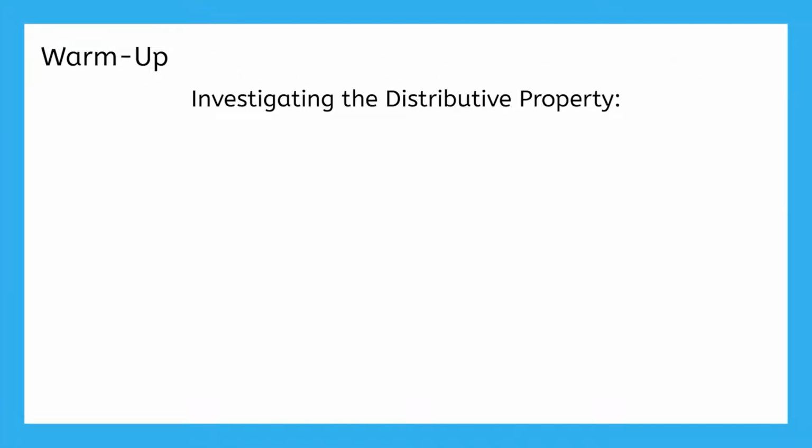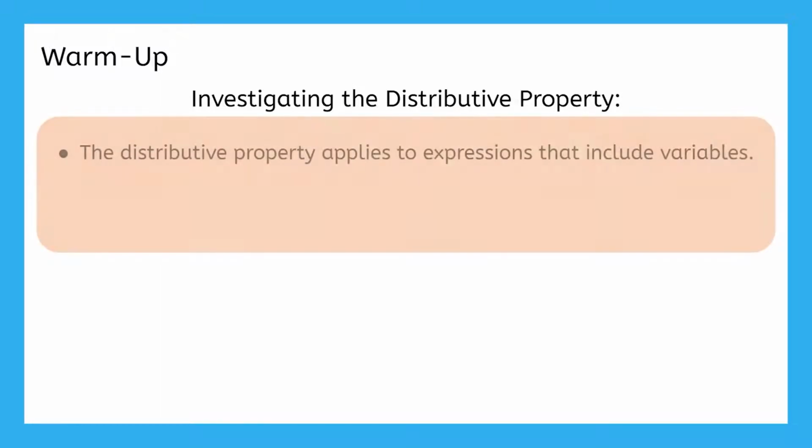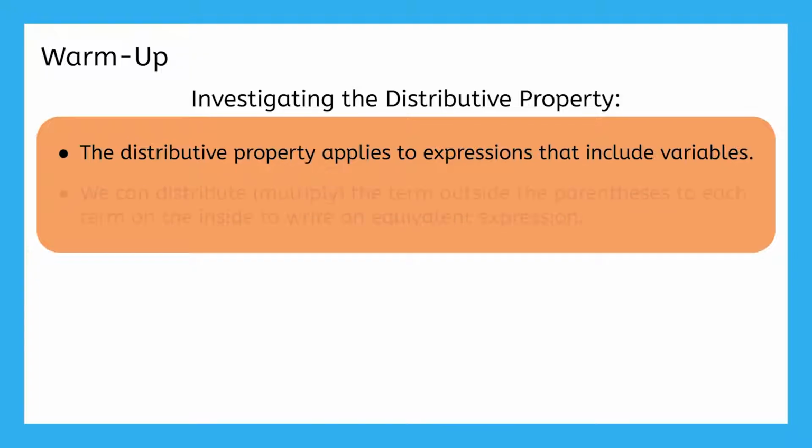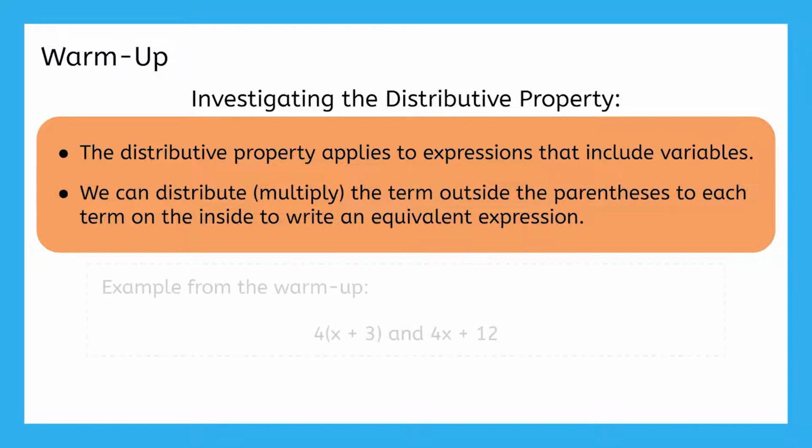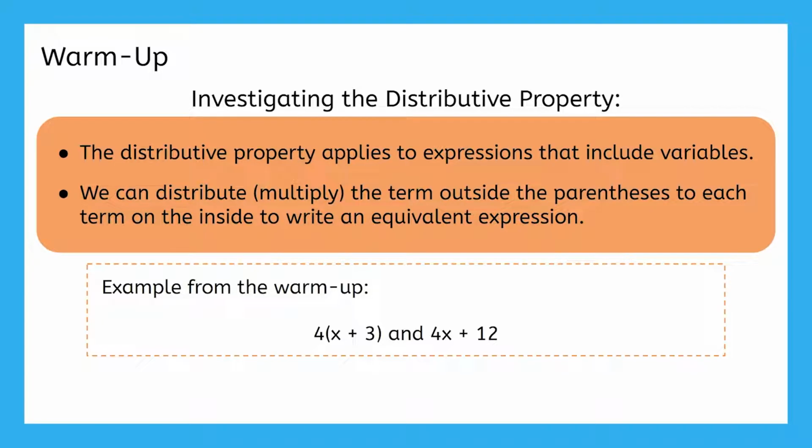Let's start by going over the warm-up and making sure we've got the distributive property down. In the warm-up, you investigated the distributive property to discover that it applies to expressions that include variables. We can distribute or multiply the term outside the parentheses to each term on the inside to write an equivalent expression, even if we don't know the exact value of every term.